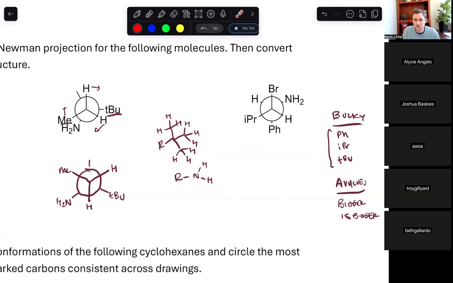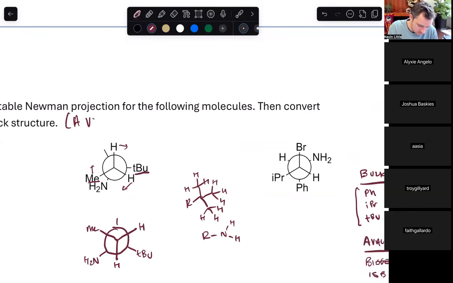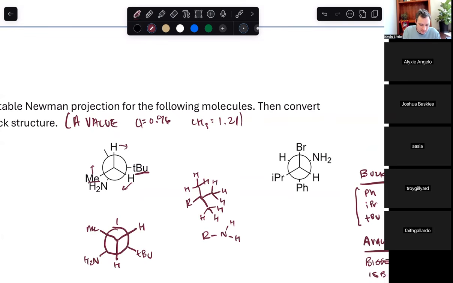But is a methyl bigger than a bromine? Is an ethyl bigger than an amine? When it starts to get hairy in the question, I will say, A value, chlorine is, I don't know, 0.96 and CH3 is 1.21 or something like that, right? I don't have them memorized, but I would expect you to know that means that this is bulkier. Does that make sense? Yes, thank you.